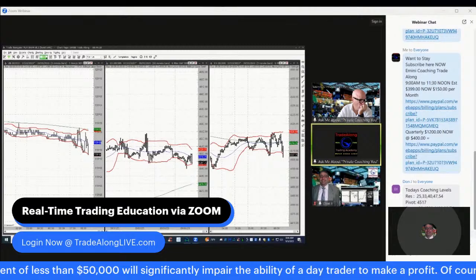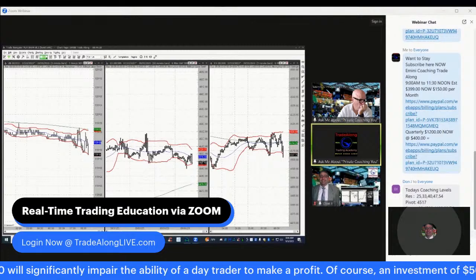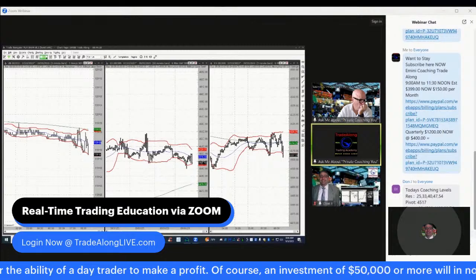We continue to downtick. We're looking at the 45 even area on the downside as our next support.